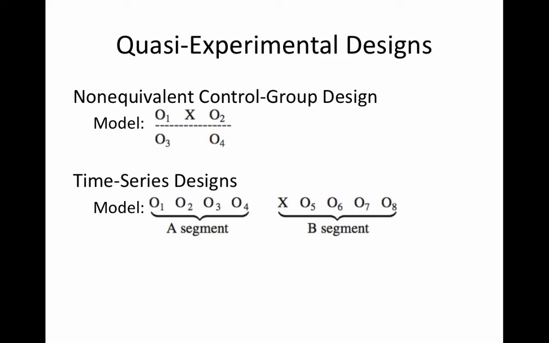Quasi-experimental designs are stronger. Non-equivalent control group design: observation, treatment, observation compared to a control group of observation. Time series design: observation, observation, observation, observation, treatment, and then four more observations.